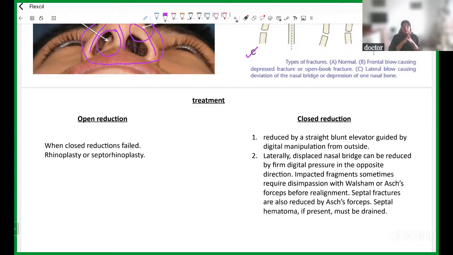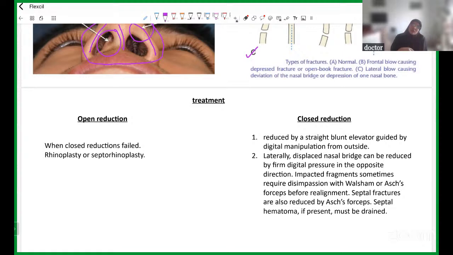Other than that, we have the open reduction method, where early open reduction in nasal fractures is very rarely required. This is when the close reduction fails, and you go for an open reduction. Septal injuries are better reduced by open methods. So you do a rhinoplasty or a septorhinoplasty, the procedures that we do now for cosmetic appearance, to make the nose thinner or smaller, or to cut off the top of the bone and make it look clean, right?